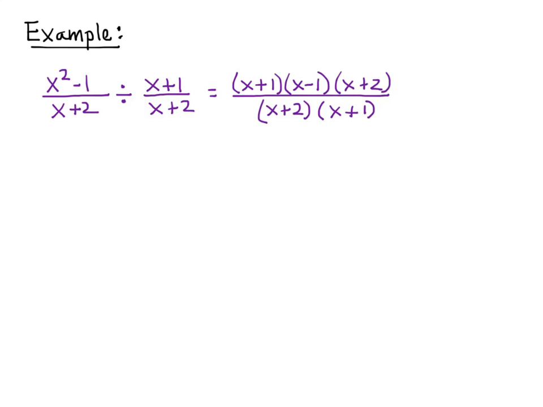So we'll notice here that we have an x plus 1 that can cancel, we have an x plus 2 that can cancel, and that leaves us with an x minus 1. And so we have to call out our domain restrictions. The domain restrictions come from the fact that this x plus 2 can't be 0. And then down here we've also canceled the x plus 1, and so that can't be -1. And so we have those two domain restrictions and x minus 1.